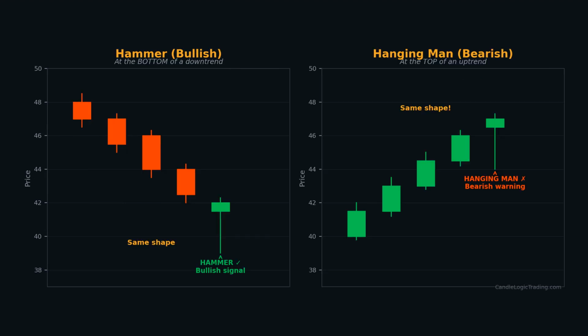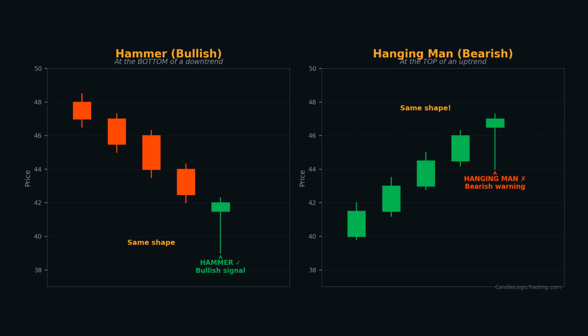Pattern 4, the Hanging Man. This is one of the most misunderstood patterns in technical analysis because it looks identical to a pattern you already know. Small body near the top, long lower wick, little to no upper wick. If you watched Lesson 3, you'll recognize this shape immediately. It's a hammer. But here's the critical difference.